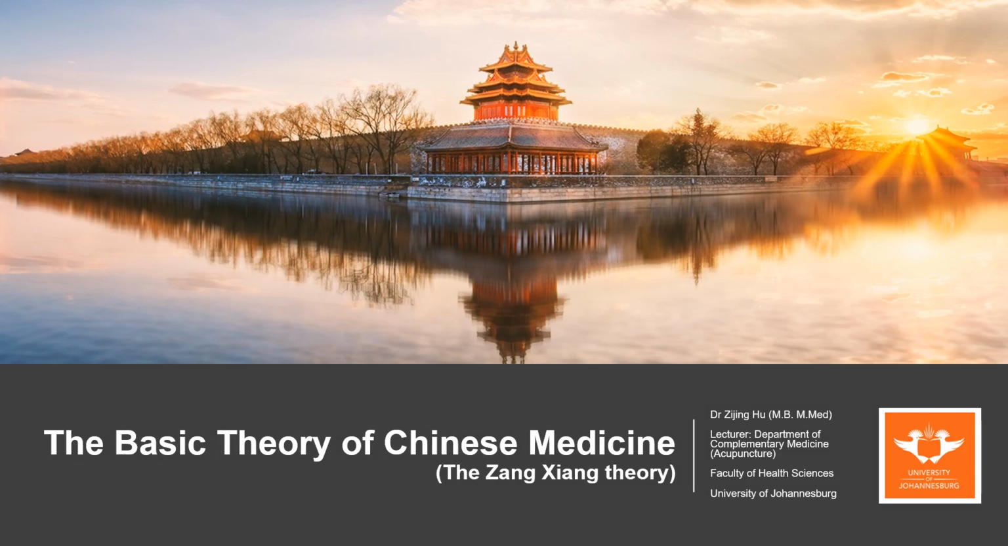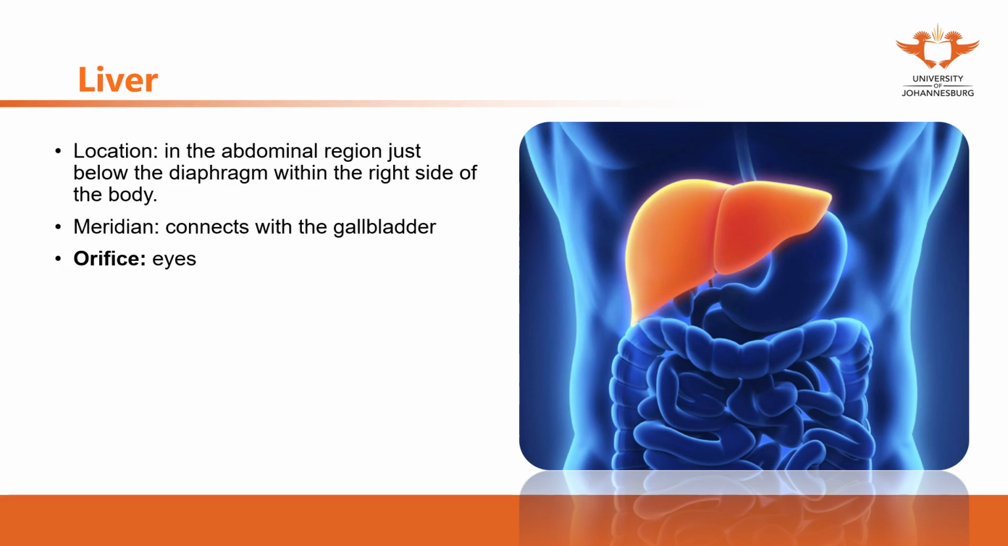Good day, class. In this video, we are going to talk about the liver. The liver is located in the abdominal region below the diaphragm on the right side of the body. The liver meridian connects with the gallbladder. The eyes are the orifice of the liver. So for eye problems, we can focus on the treatment of the liver.